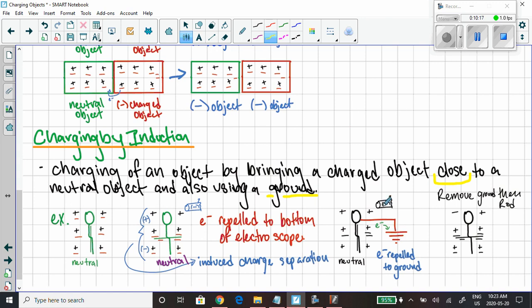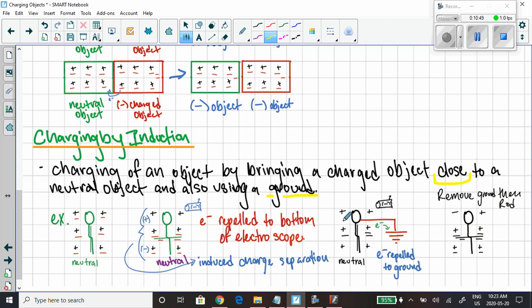So now the electrons are repelled away. The electrons leave the electroscope because they have this tendency to get as far away from a similarly charged object. Electrons are negatively charged. This rod is negatively charged. There's repulsion. They have a tendency to get as far away as they possibly can. And now a path has been given to them. So the electrons zoom, get away, go down into the ground. So as I wrote here, electrons are repelled to the ground.